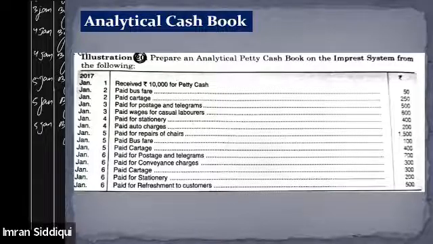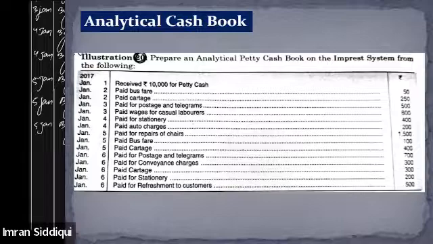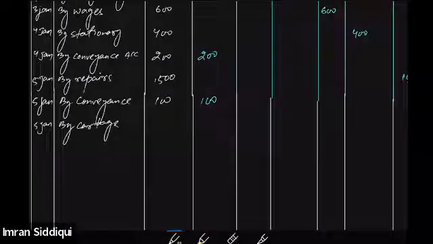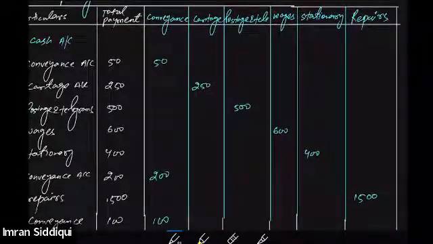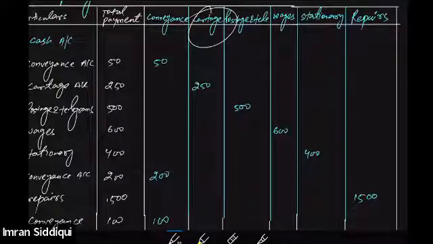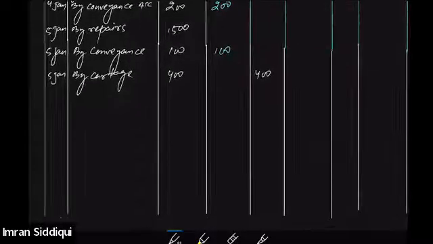By cartage, and the amount was 400. 400 will be written here, and I think I have made a separate column for the cartage as well. See, here we go. So I can record that amount in the column of cartage. Right? Everybody understood this point?